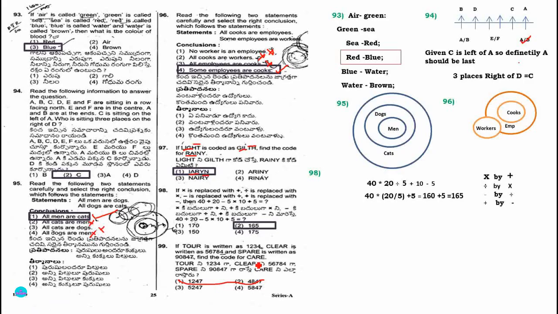Next A. Where is A here? From the last, the second one. So that will be 8. So this is the answer. That's it. No need to waste the time. Answer is option 4, 5847.